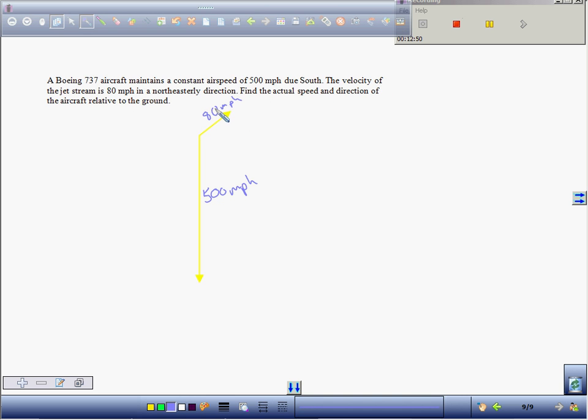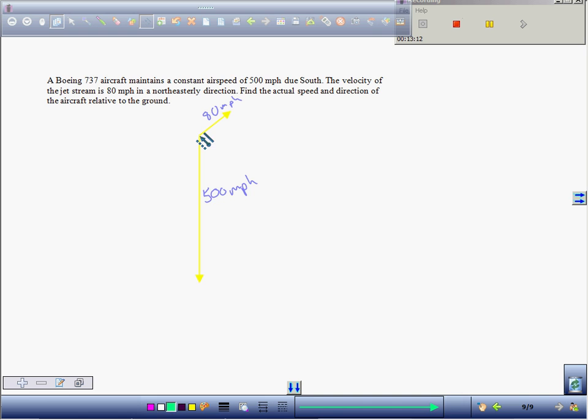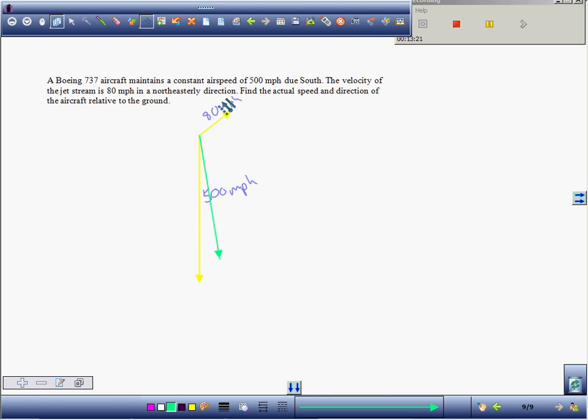So if I had this vector and this vector, so if the wind is blowing this way and he's trying to go this way, which way is he kind of going to end up? Kind of like this, right? Because he's trying to go 500 that way, right? So he's going to end up going a little short of 500, because this wind is pushing him up and to the side, right?